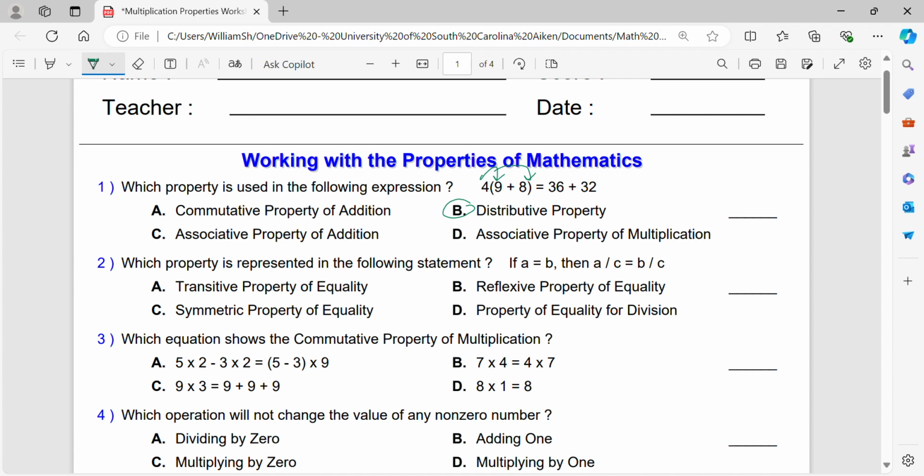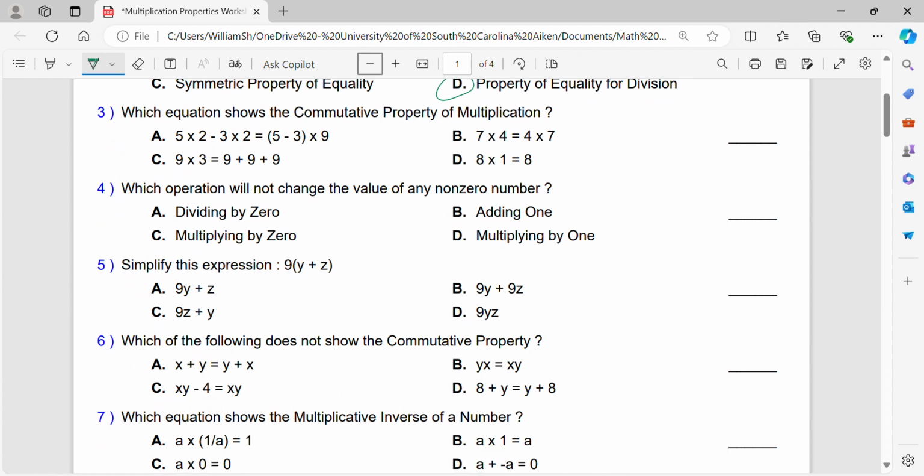Which property is represented in the following statement? If A equals B, then A over C equals B over C. We saw a similar property of this in addition, right? So this is just going to be an equality property. If two things are the same thing, then they're going to be equal, regardless of the operation that you do to them, as long as that operation is done to both. Here we just divided by C, but A is equal to B, therefore we have a property of equality going on here.